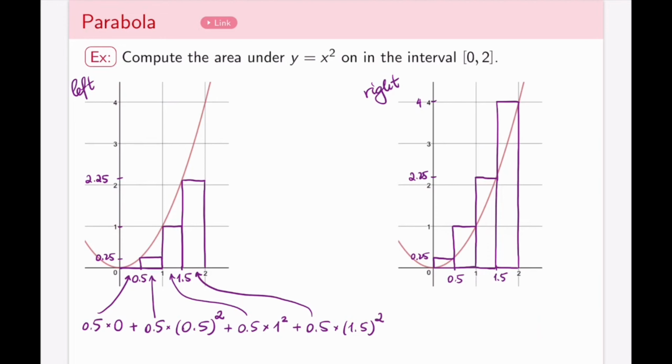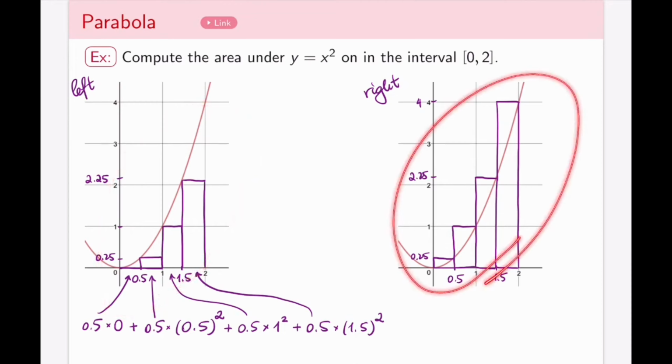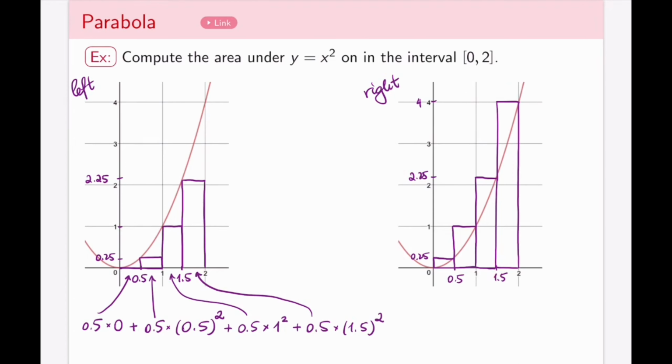What I notice here, though, is that in this particular case, for the right endpoints, my rectangles always cover more area than fits under the parabola. So while the left-endpoint method will produce an underestimate of the area under the parabola, this one will clearly produce an overestimate of that.